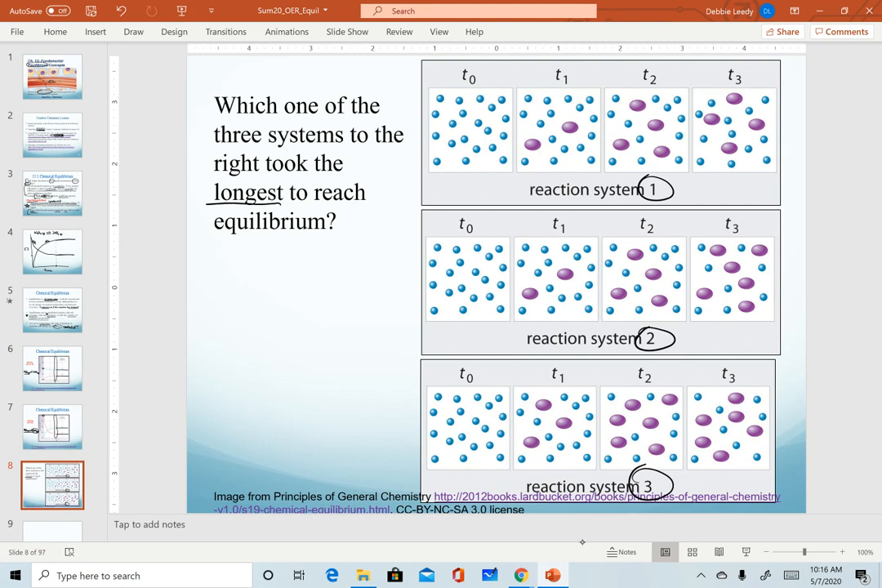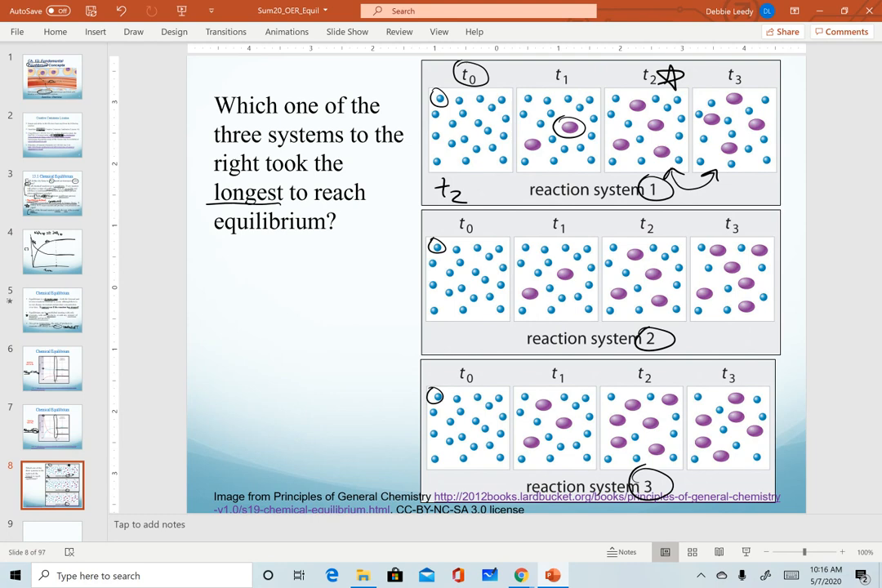So for this one, realize that at time 0, we're starting with these blue reactant molecules in each system. And as the reaction proceeds, we're starting to form the purple products. So remember, equilibrium is reached once amounts no longer change. In reaction system 1, realize that equilibrium has been reached by T2. Because as I look at T2 versus T3, I see the same amounts of substances in these. And so T2 is when the system reached equilibrium.